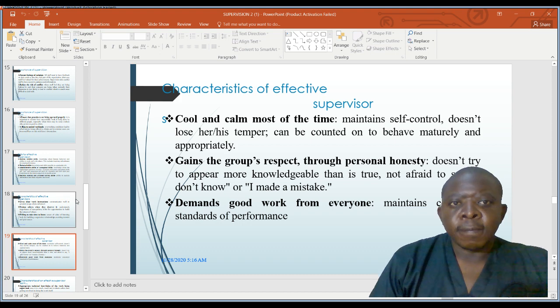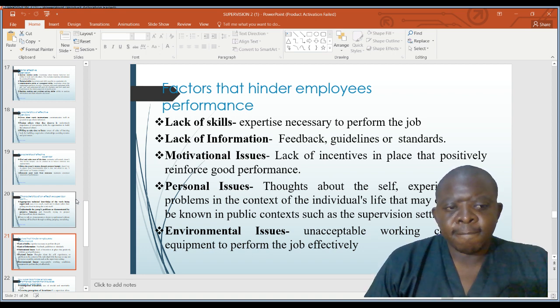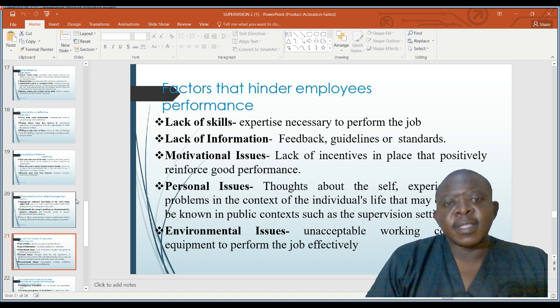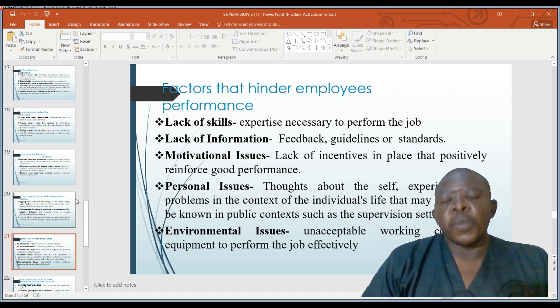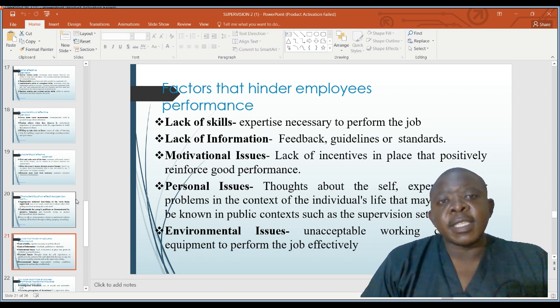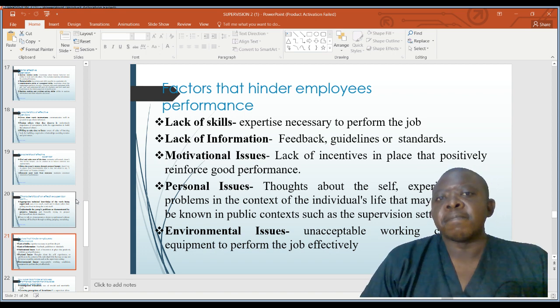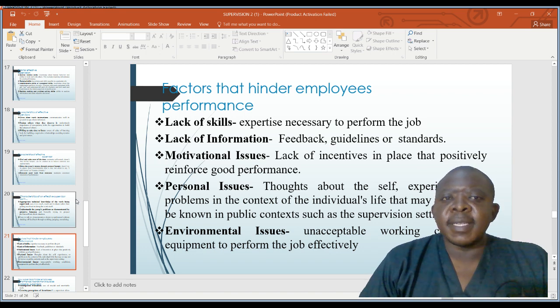Let us look at factors that hinder employees' performance, factors that can lower production or productivity of an employee. The first factor is lack of skills. When you say lack of skills, we are looking at expertise necessary to perform the job. The other factor that may hinder employees' performance is lack of information. Lack of information constitutes feedback, guidelines, or standards.